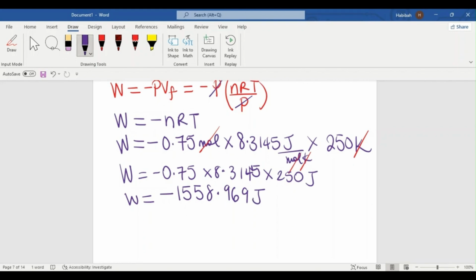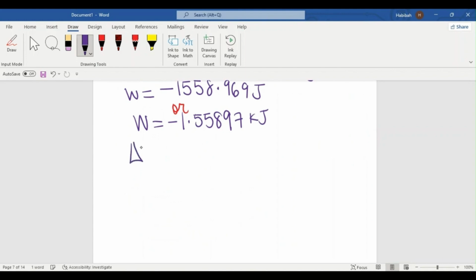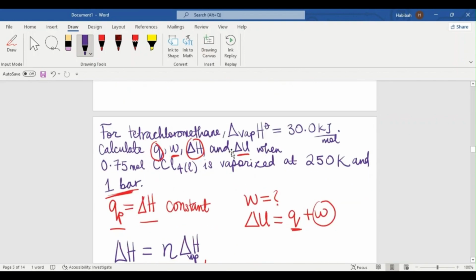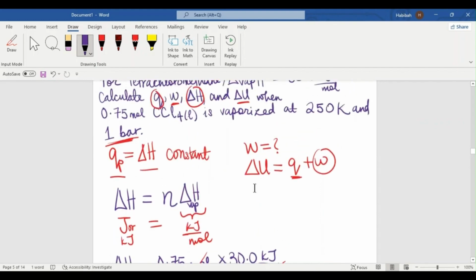Of course, because we want to clean up our work, we can do this in kilojoules. We can also determine the value in kilojoules. So that's going to be W equals negative 1.55897 kilojoules. So that's how you do it. Now, let's not forget the change in internal energy, which is the last thing we're asked to solve for. Going back to the question, you see that we're also asked to determine the change in internal energy. So we know that's Q plus W.